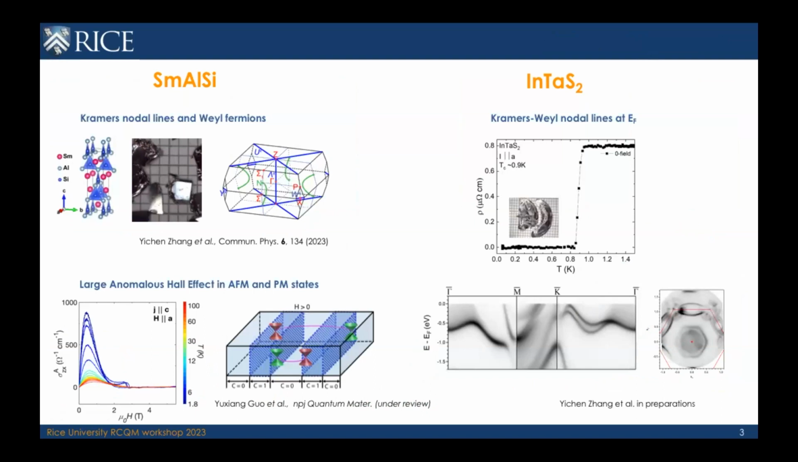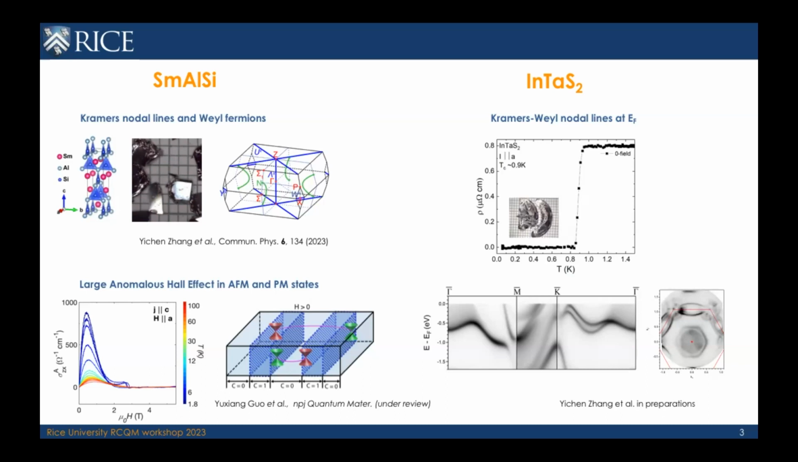All right, so let me flash the summary and perhaps the key message of what I'm going to try to tell you in the next few minutes, and that is a story of samarium aluminum silicon, where we believe to have unveiled the first experimental observation of Kramer-Weil nodal lines. And that story goes together with another one of large anomalous Hall effect in this particular system, both in its antiferromagnetic state and in the paramagnetic state. And so this will be a story of a non-ferromagnetic material where we see large anomalous Hall effect.